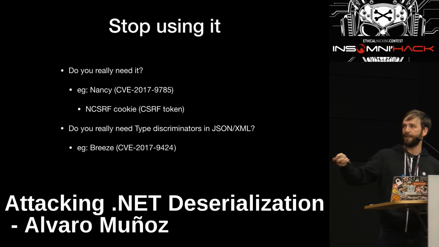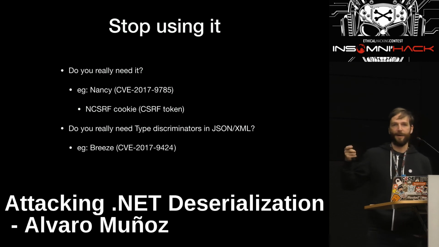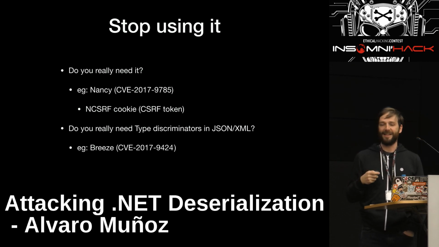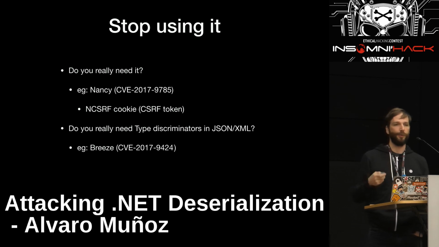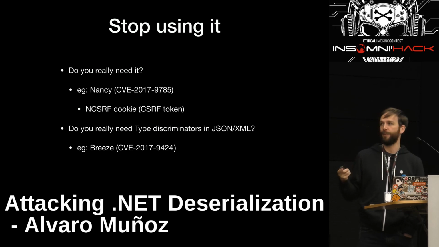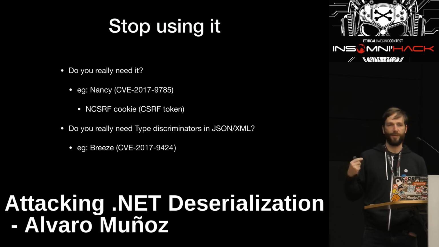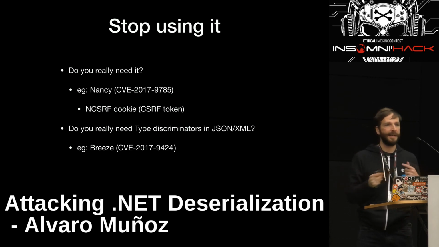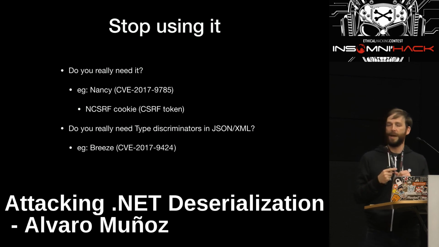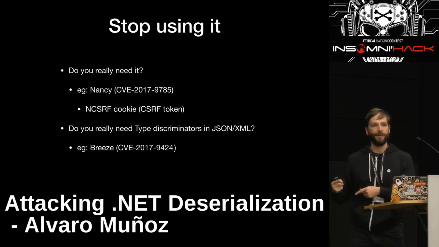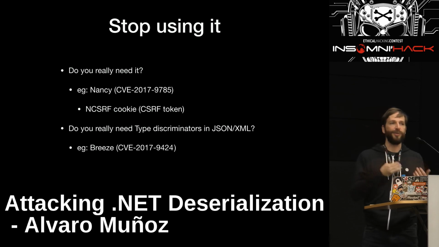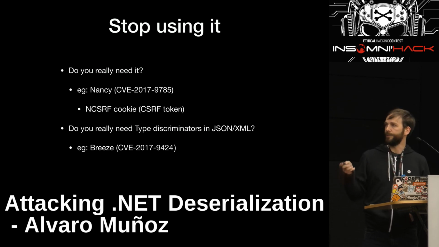Also, if you don't really need type discriminators, don't enable them, right? That was the case, for example, for the Breeze framework that I showed you. Once I reported the issue, it took them like 12 hours to fix it because they realized that they were not actually using the type information. When they wrote the framework for the first time, the clients were meant to be .NET clients, so they were exchanging some types and some .NET serialization, but at some point, they added a JavaScript client. And because of that, they stopped using the type information in .NET because it was useless. But no one disabled that, and then they left the framework vulnerable.